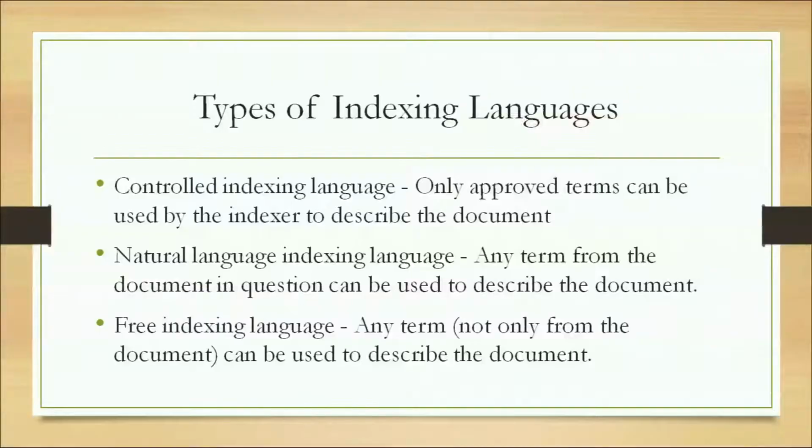Now learners, let's talk about different types of indexing languages. We have controlled indexing language. Only approved terms can be used by the indexer to describe the document. Controlled means, as the very term indicates, that you can only use certain approved terms. So in the use of controlled indexing language, only approved terms can be used by the indexer to describe the subject matter or the document.